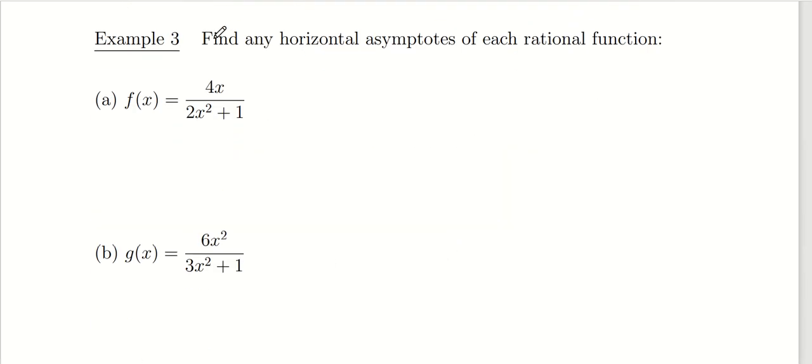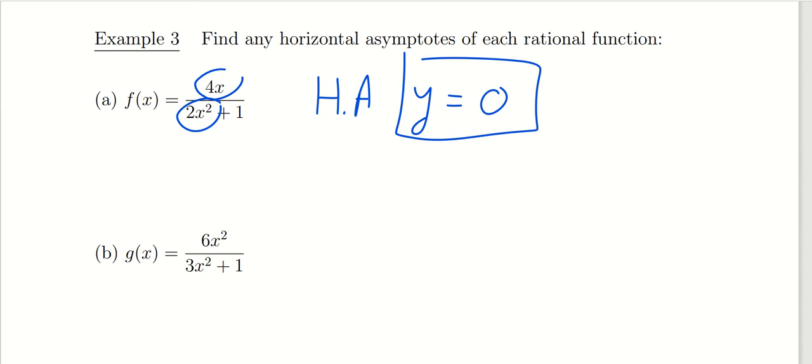Let's take a look at example 3. They ask us to find the horizontal asymptote for each rational function. So we need to compare the highest power up top and the highest power on the bottom. Here we see that the highest power of x, which is the x squared term, lies in the denominator. And that means that we're going to have a horizontal asymptote of y equals 0. And a lot of times you'll see me just abbreviate horizontal asymptotes as HA.